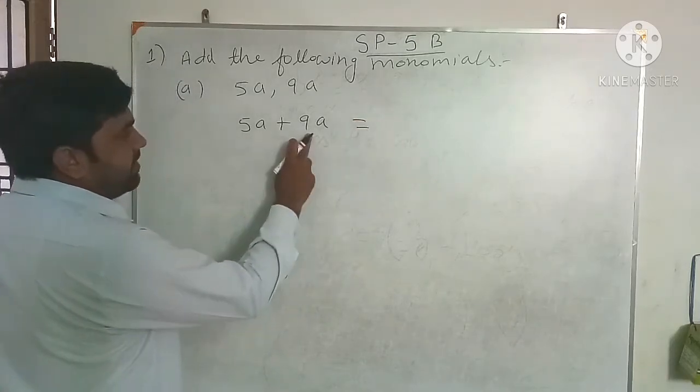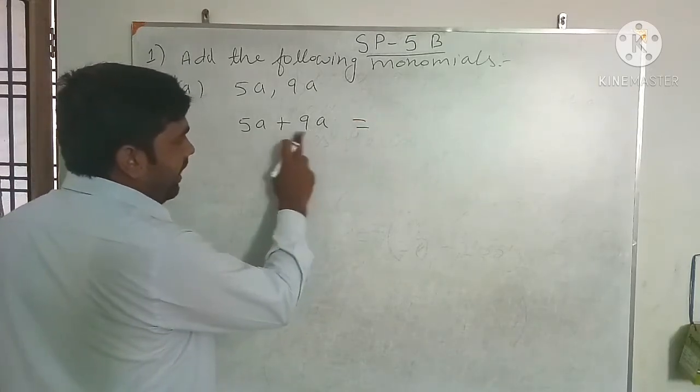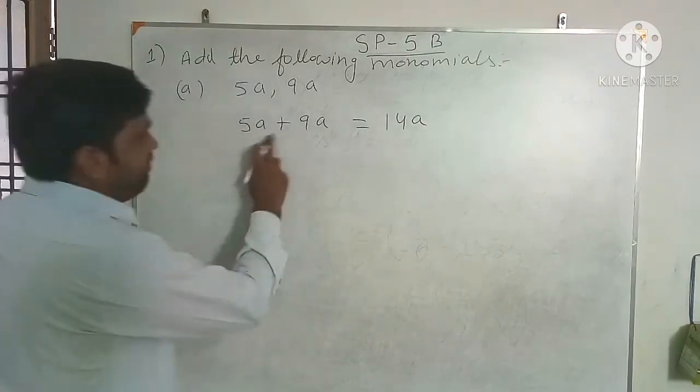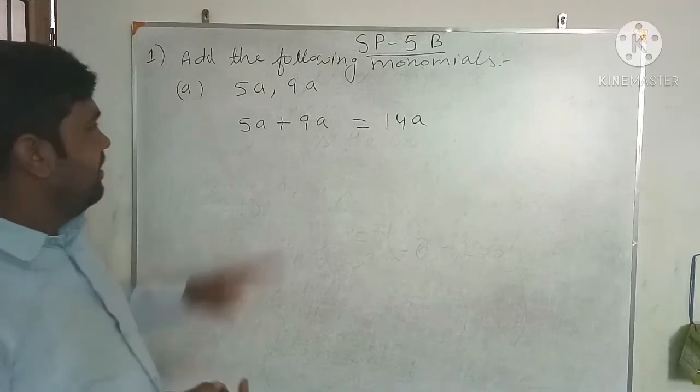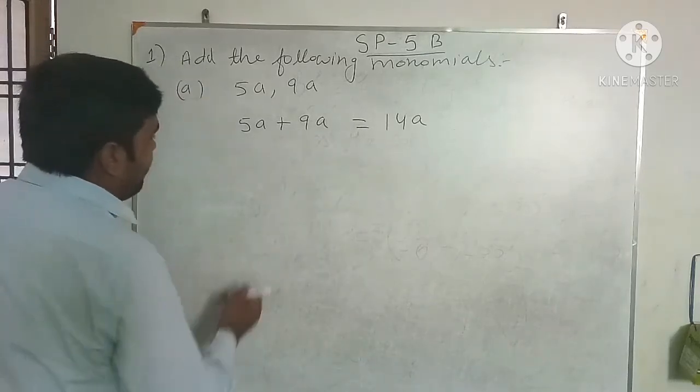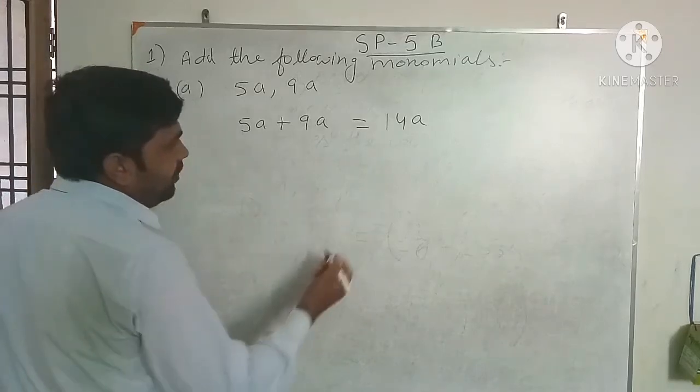So 5A plus 9A. When you add 5A plus 9A, what are you going to get? See, 5 plus 9 is 14, and the variable you have to write along with the number. 5 plus 9, 14, that is 14A. 5A plus 9A is 14A.